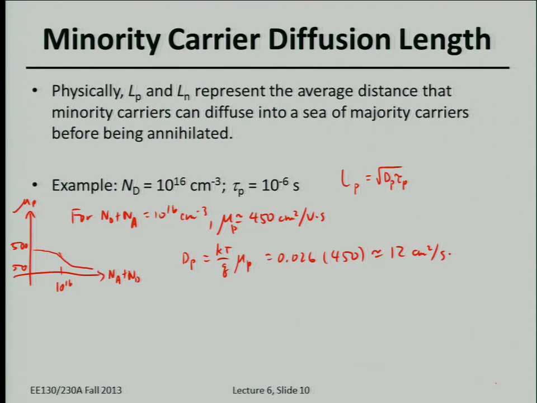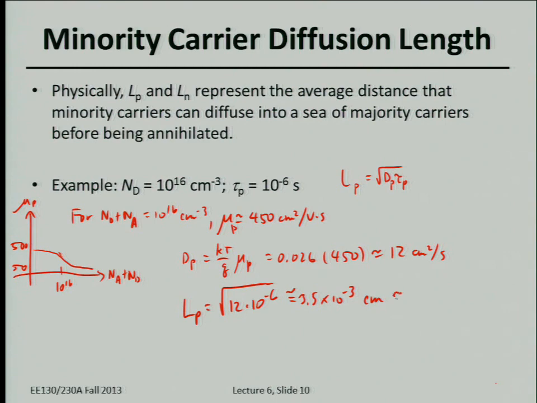It's good to know that in a typical semiconductor, diffusivity is on the order of 10 centimeters squared per second. If you do a rough calculation and find your orders of magnitude off from that, you know you've probably done something wrong. So L sub p is going to be the square root of 12 times 10 to the minus 6. What's the square root of 12? It's like 3.5, something like that. So it's about 3.5 times 10 to the minus 3 centimeters.